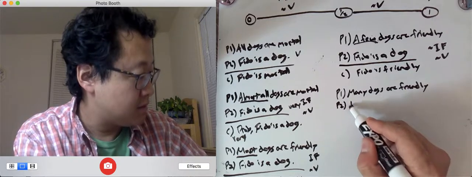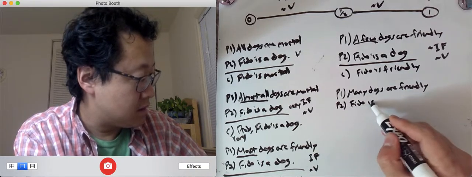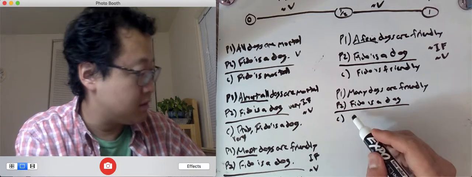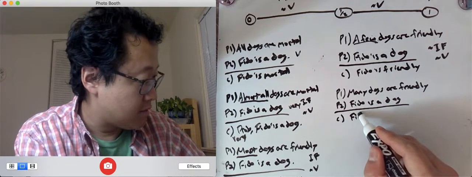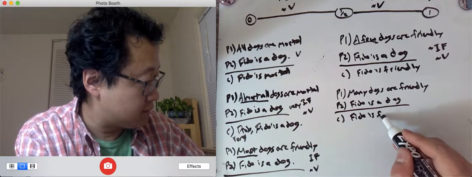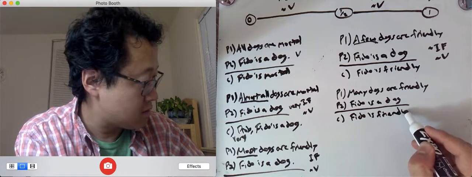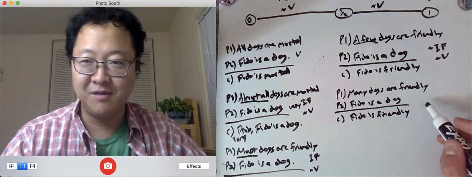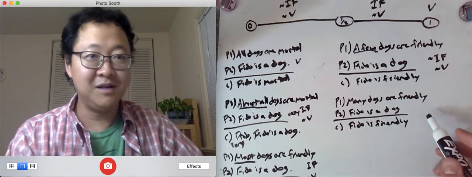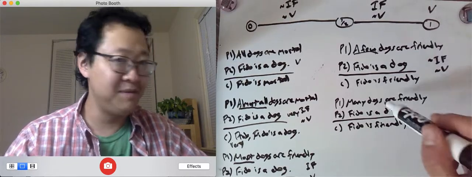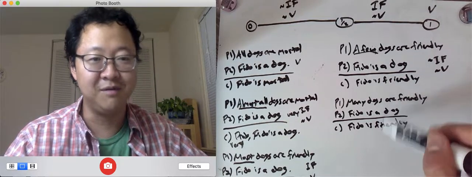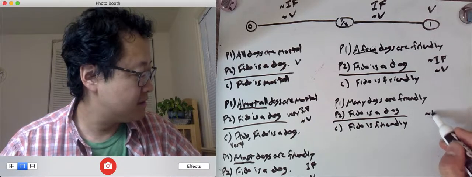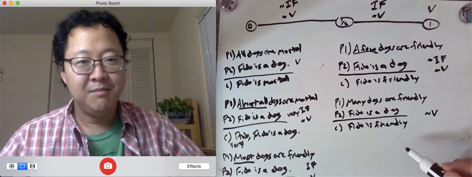P2, Fido is a dog. Conclude, Fido is friendly. Now, is this argument inductively forceful? Now, we clearly know it's not valid, right? It could be that many dogs are friendly and Fido is a dog, but Fido is not friendly. So, not valid.